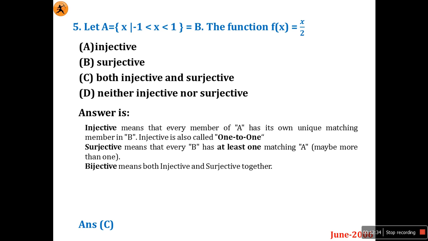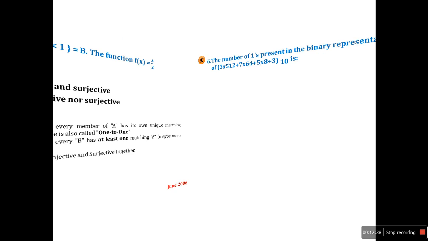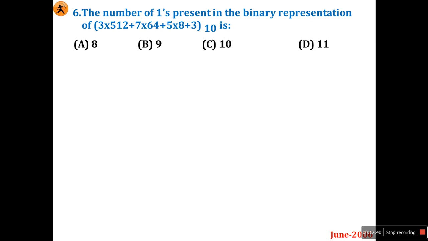Like this question, please look at some basic definitions and all. Okay, next let's go for question number 6. The number of ones present in the binary representation of the given number, which is in octal, is how many in decimal? Now you need to find how many ones there are. It's a very popular question.